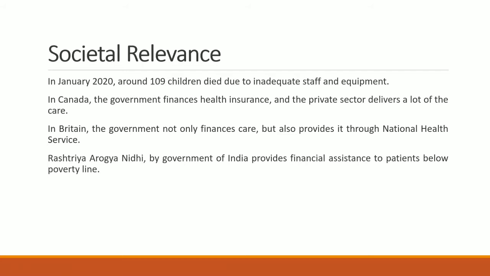For example, in Canada, the government finances health insurance and the private sector takes care of the people. The government of Britain not only finances care, but also provides it through the National Health Service. A scheme by the government of India, Rashtriya Arogya Nidhi, provides financial assistance to patients below the poverty line. There are certain conclusions.